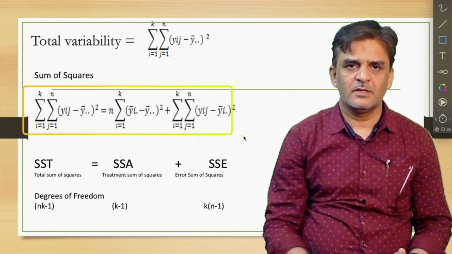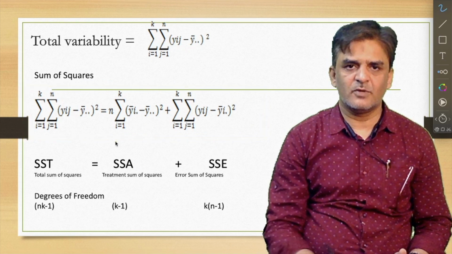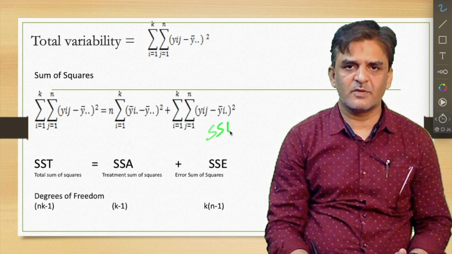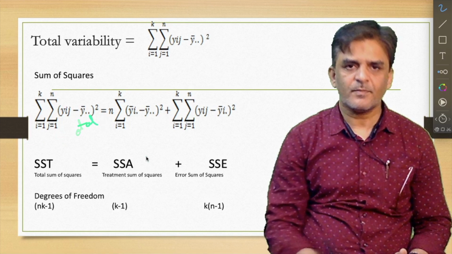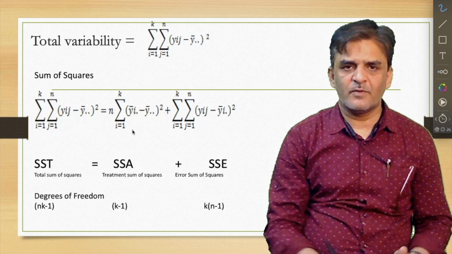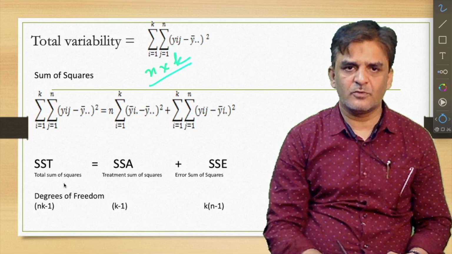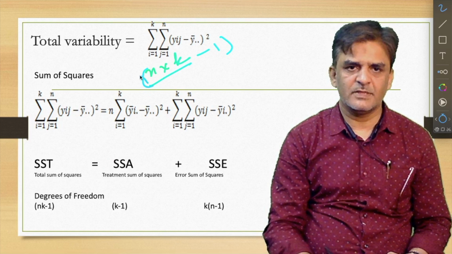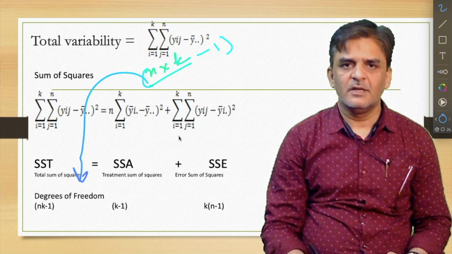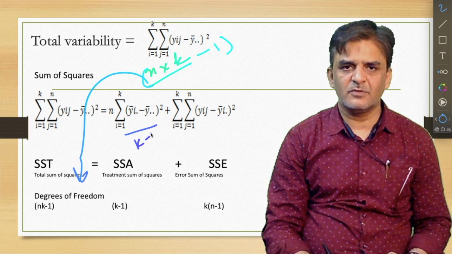This is total sum minus sum of the treatment. This is what I call sum of square of treatment. This is sum of square of error. This is sum of square of total. So now what will be the degrees of freedom? There are n into k observations, so total degrees of freedom will be n into k minus 1, which is given over here. And degrees of freedom for treatment, because there are k treatments, is k minus 1.